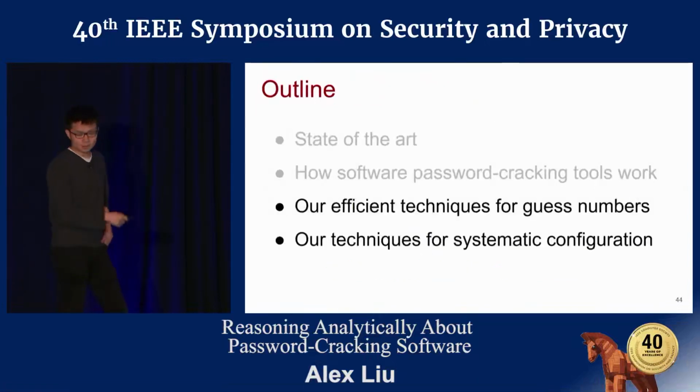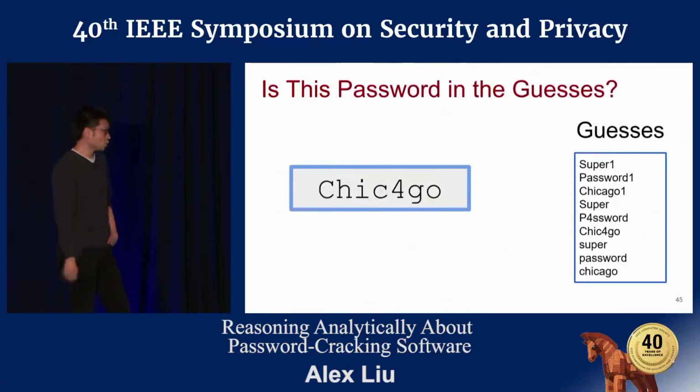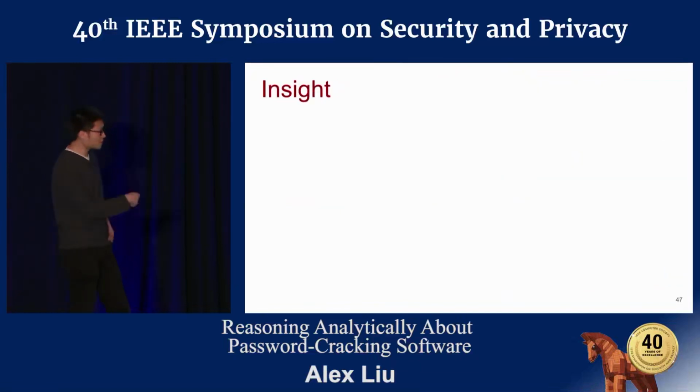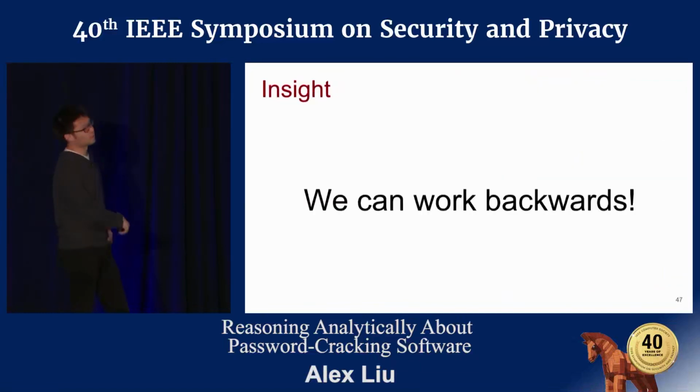And now I'm going to tell you how we do this. So first, I'd like to show you how we estimate the guess number efficiently. The first thing you want to know is whether this password is correct or not. And normally, you do this in the forward direction, which of course requires enumeration. And as we've established, this is not going to work. So the insight here is we can go backwards.